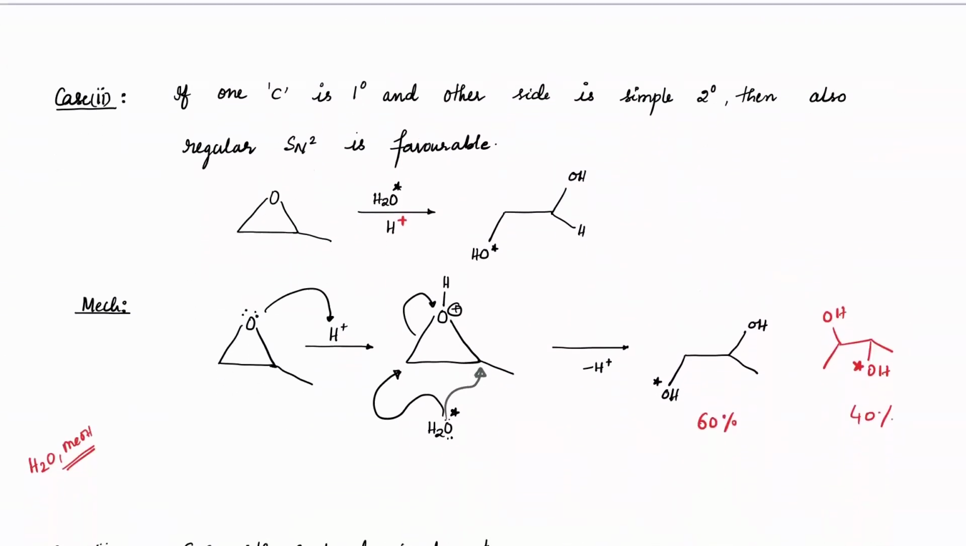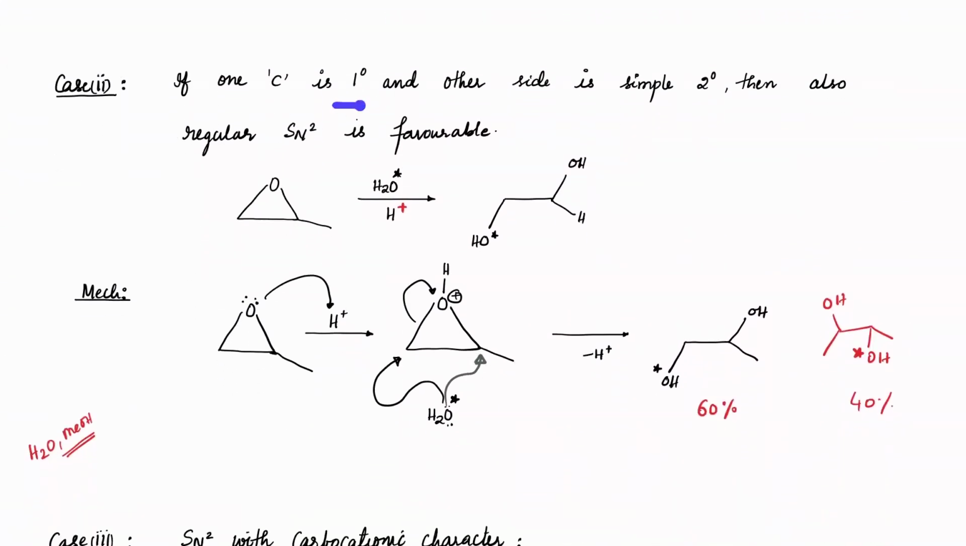Okay. Now, if one of the carbons is 1 degree and the other one is a simple 2 degree, this side is 1 degree, this side is 2 degree, then also a regular SN2 is more favorable. Okay, then regular SN2 is more favorable. That means after protonation, water now has a chance to attack on this position and this position for different reasons. So this side it is less crowded, that's why SN2 is favorable.